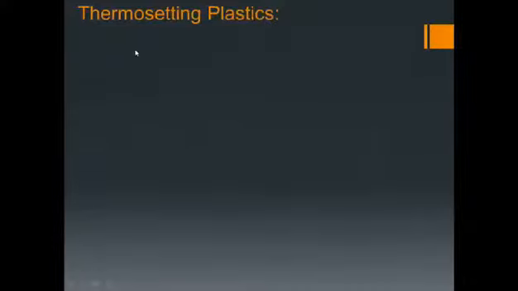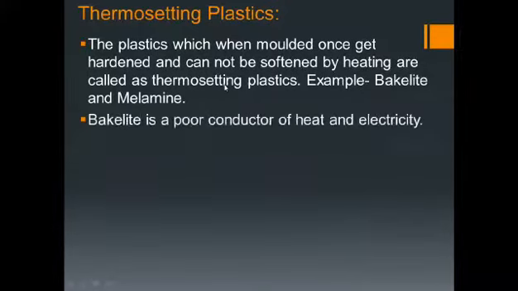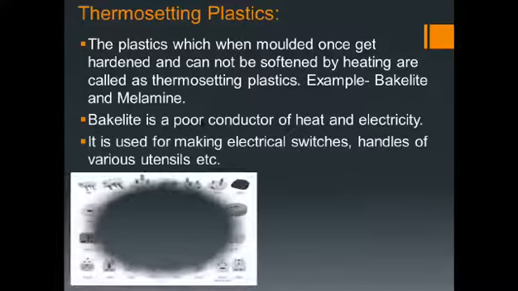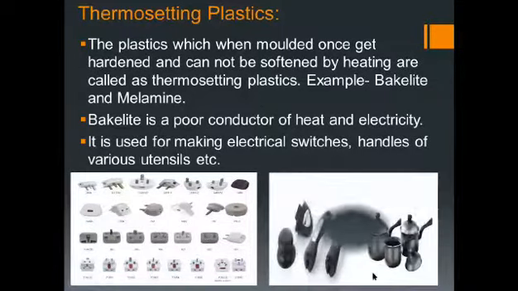Then comes thermosetting plastics. The plastics which, when molded once, get hardened and cannot be softened by heating are called thermosetting plastics. Examples are bakelite and melamine. Bakelite is a poor conductor of heat and electricity. It is used for making electrical switches and handles of various utensils.